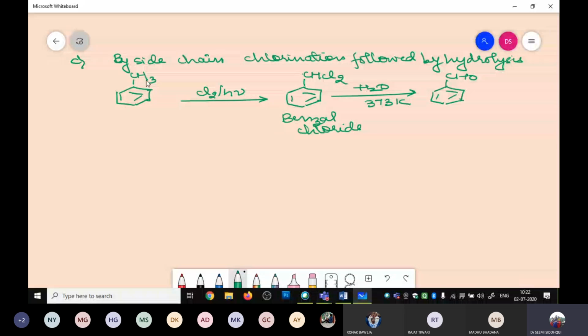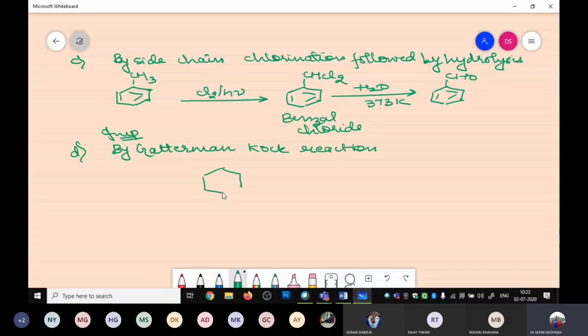Over here. Clear? Now the last equation for the preparation of the aldehydes, the named reaction, is the Gattermann-Koch reaction. This reaction is also important for us. It is also important from the examination point of view. Now in this particular reaction, what happens?